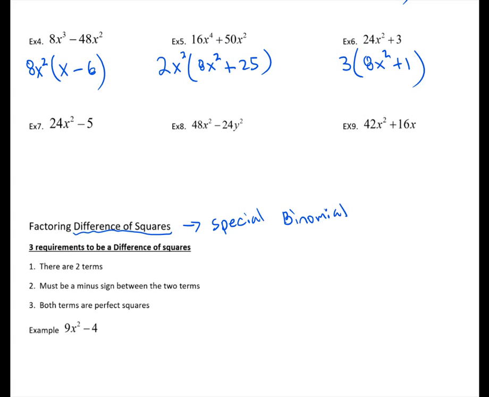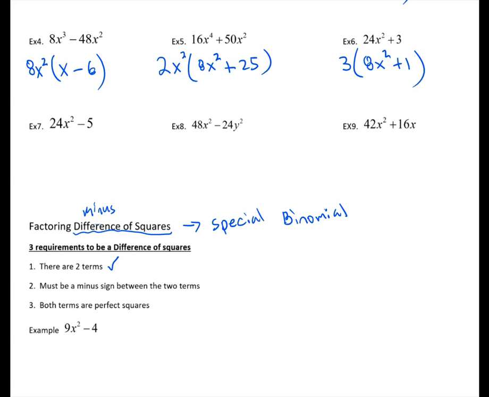So how do you know when something is a difference of squares? Well, first of all, it's a binomial, so it's going to have two terms. And then it's called a difference of squares. Difference means minus, right? We're subtracting. So it has to be a minus sign between the two terms, and then both terms are perfect squares.